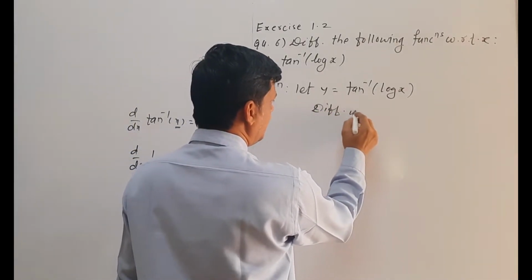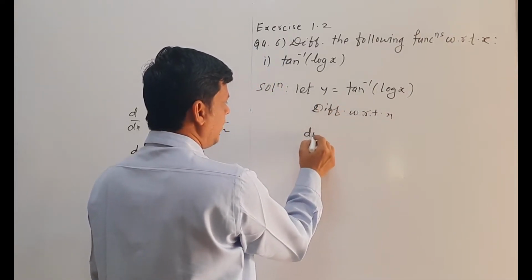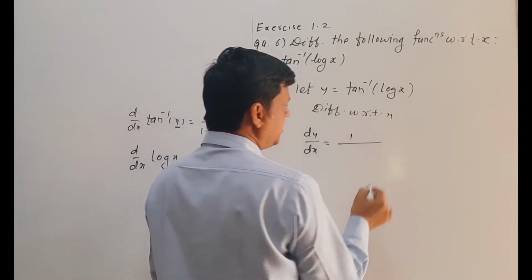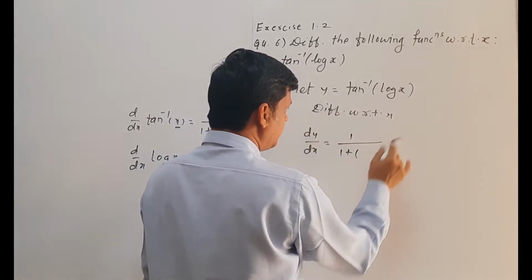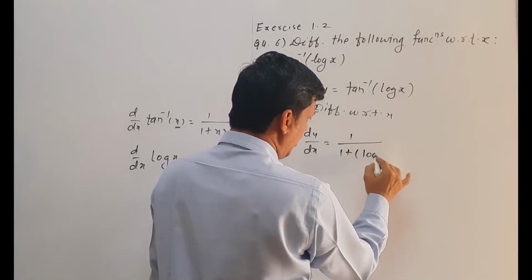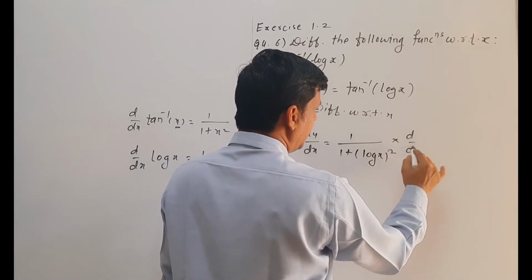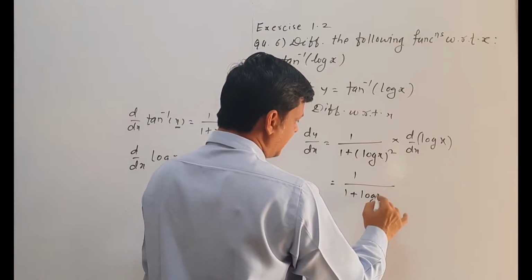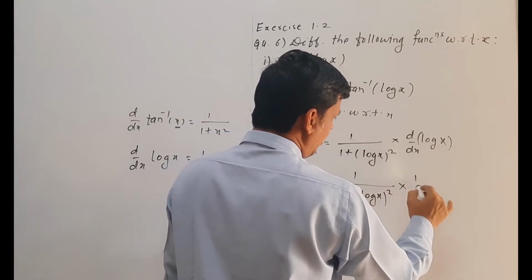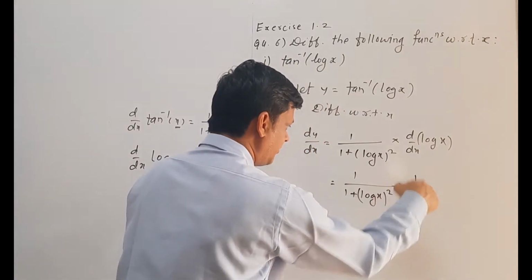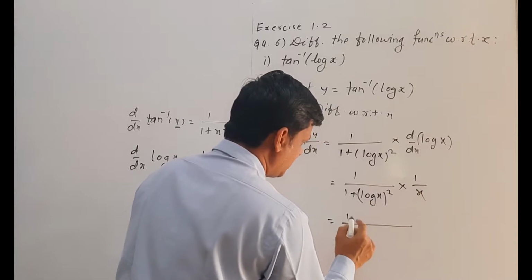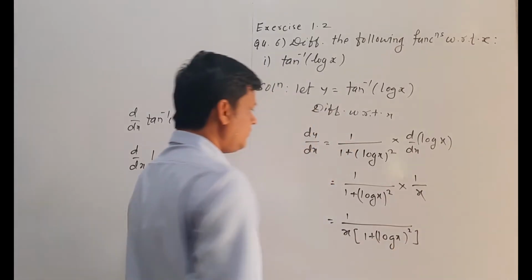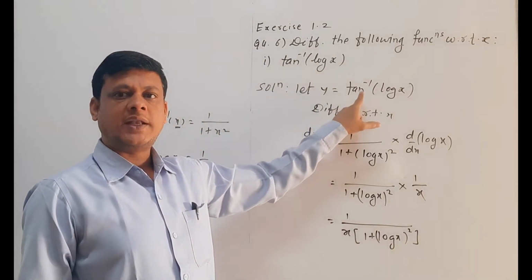So differentiate with respect to x. Now the derivative of y with respect to x is dy by dx. The derivative of the outer function, tan inverse, is 1 upon 1 plus x square. So in place of x we have log x, so we write 1 upon 1 plus (log x) whole square, into the derivative of log x, which is 1 by x. So we write this as 1 upon x into 1 plus (log x) whole square. So this is the derivative of the given tan inverse log x.